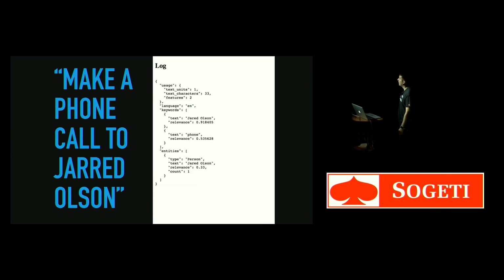If we say, make a phone call to Jared Olson, it also comes back and identifies that I'm a person, even though it spells my name wrong, but that's okay, I won't take offense to it. And I think that's pretty cool, right? The fact that it can pick out, hey, this is a person that we're talking about here, not a resource either.